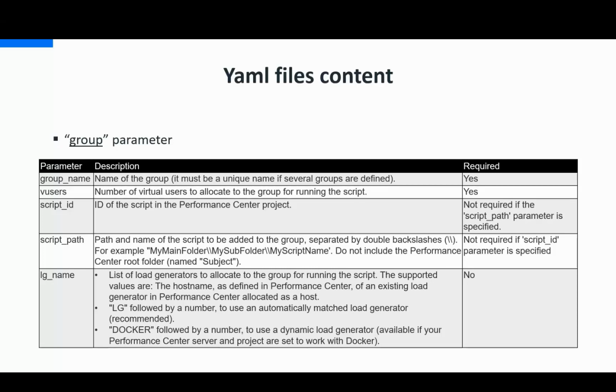And the LG name is the load generator that will be used to run the test. You have the possibility to provide either the name of the load generator host that should be running the script, the group, sorry. You can specify the LG prefix followed by a number, and in that case, an automatically matched load generator will be provided just before the execution of the test to run the test. It will be selected from any available ones.